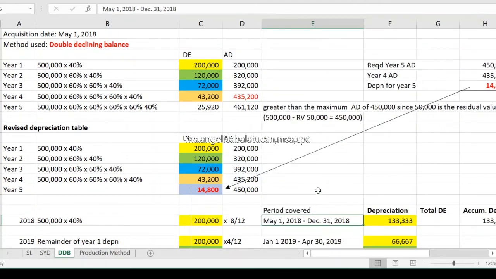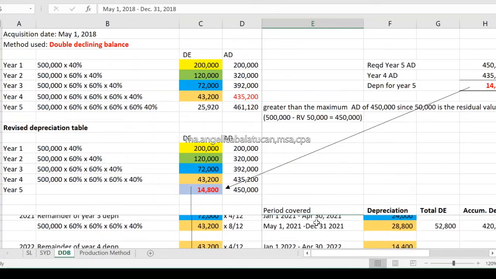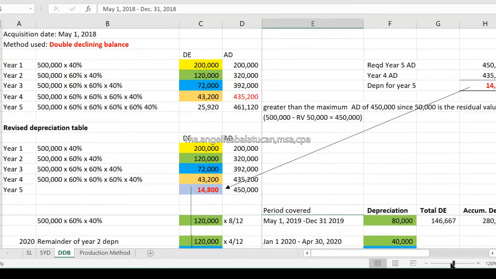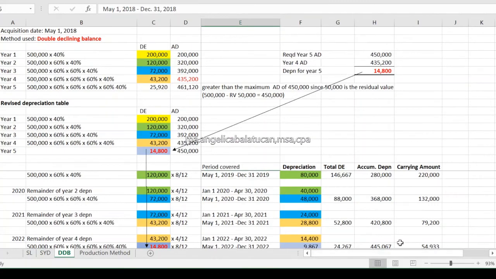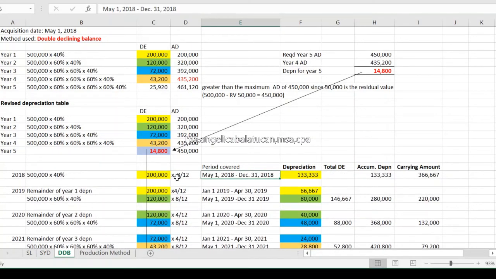So we will start with the year 2009, 2018. Okay. So we have 200,000 coming from this one for the year 1. So copy here 200,000 times 8 over 12. Again, it's 8 over 12 because the acquisition date is May 1. So that would be 133,333. So accumulated depreciation is 133,333.